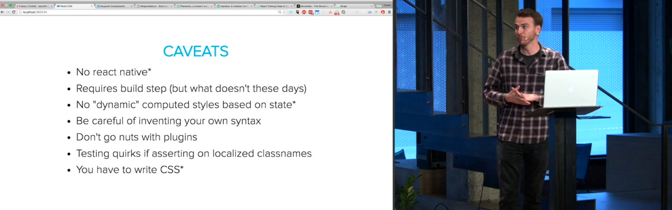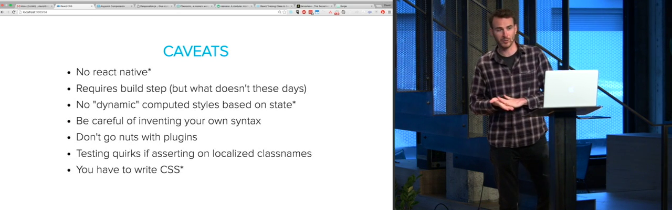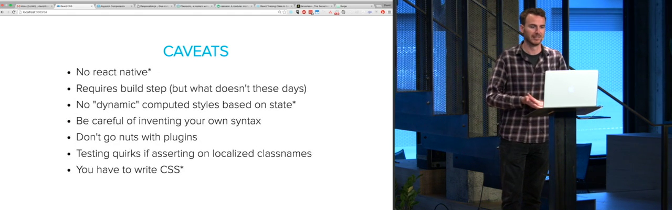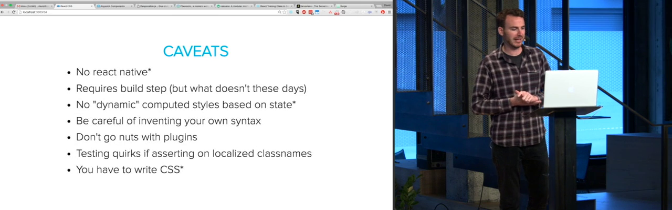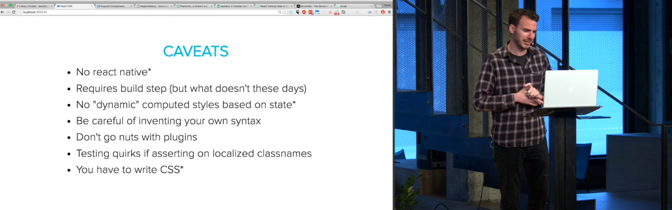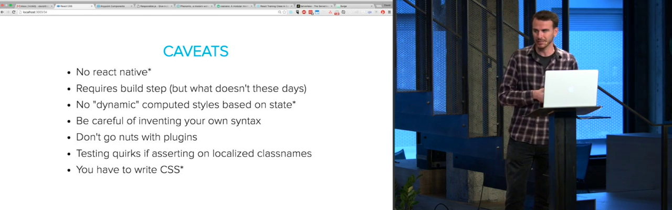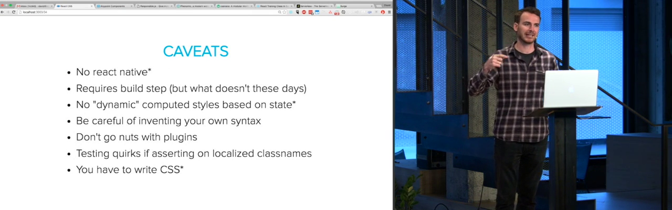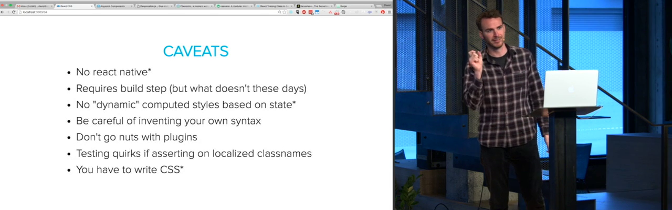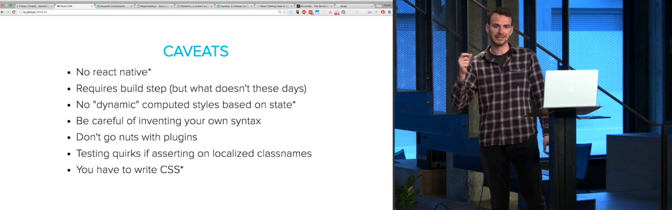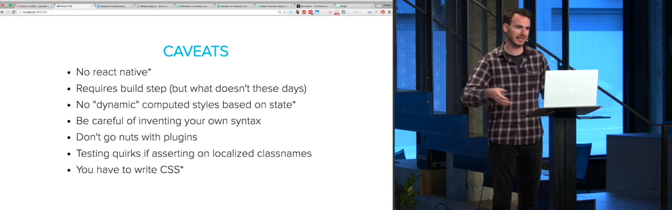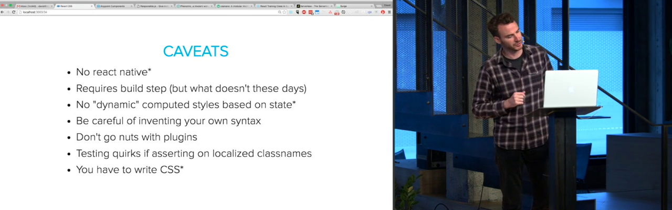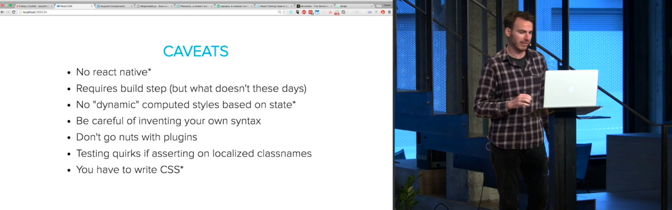And don't go overboard on plugins. The more plugins that you add to your build, the slower your build is going to get, obviously. So be careful with that. And then there's some testing quirks if you're asserting things on the localized classes, because if you're using a random hash at the end, that random hash can be different in the testing environment than in the actual production or dev environment. So just be aware of that.